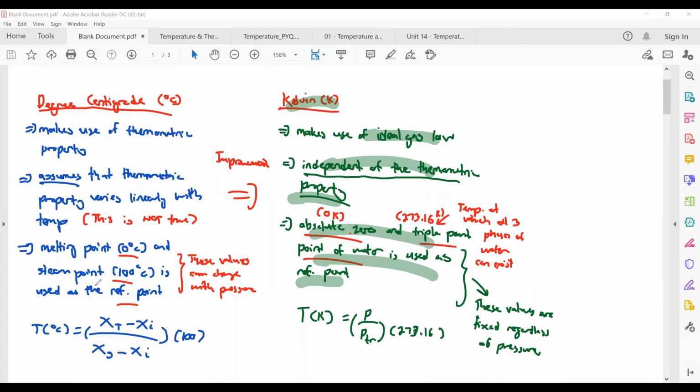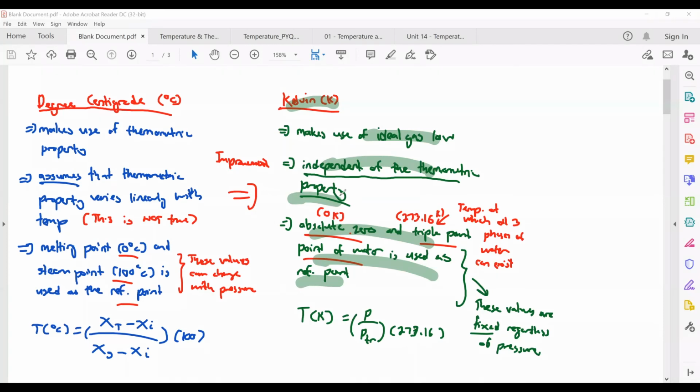Unlike this one, pressure will actually change the value of your melting point and steam point, but for the Kelvin scale, which makes use of absolute zero and triple point water, these values are fixed regardless of the pressure that you use. So that's what makes this better than this.